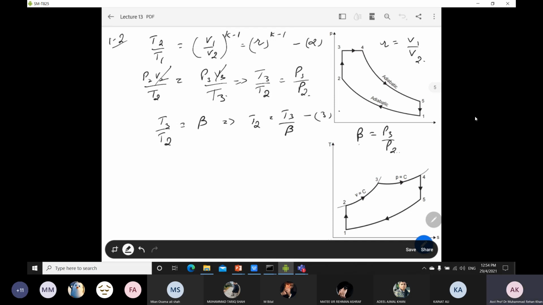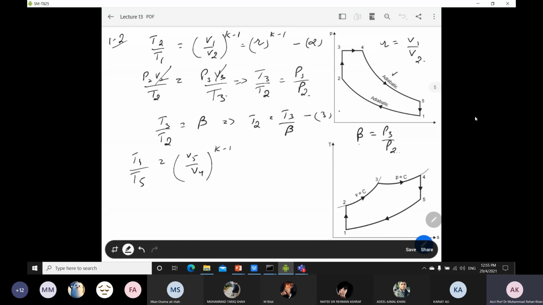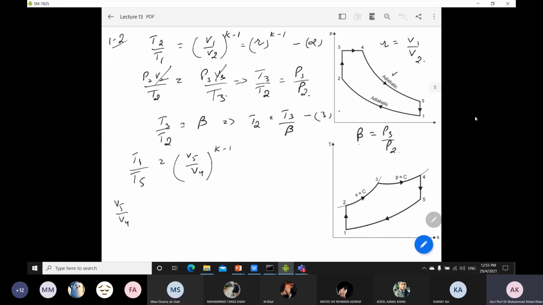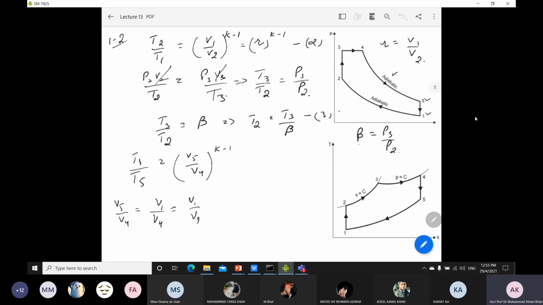Now coming to the process between 4 and 5. As 4 to 5 is also an isentropic process, we can say T4 over T5 is equal to (V5 over V4) to the power K minus 1. From here we can also write V5 over V4, remembering that V5 is equal to V1, so V1 over V4. If we multiply and divide by V2, it will not make any difference, it is the same thing.